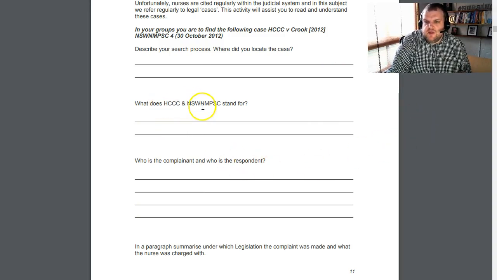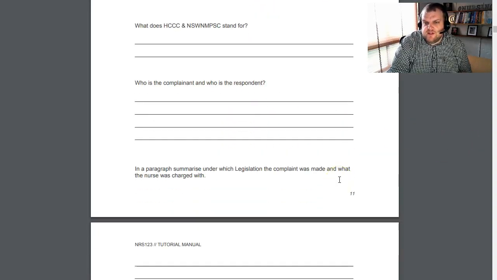What does HCCC and the New South Wales Nurses and Midwifery Professional Standards Committee, I think it is, stand for? It's a pretty impressive acronym. So they need to write those out, which they'll find when they open up the case. Who's the complainant and who is the respondent? So it's good for them to be able to establish the difference between those terms.